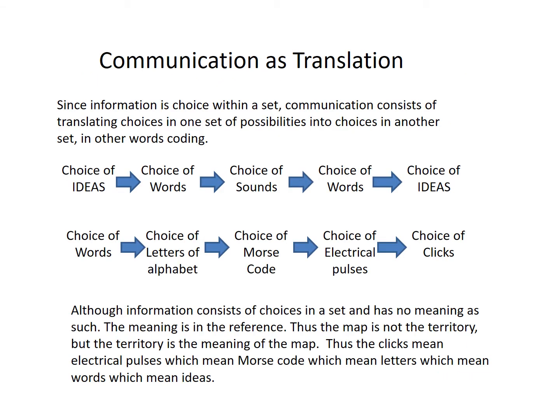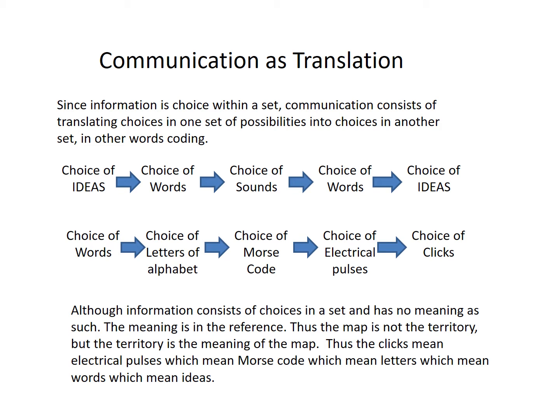Communication is translation. Since information is choice within a set, communication consists of translating choices in one set of possibilities into choices in another set. In other words, coding. Thus, the choice of ideas in my mind is translated into a choice of words, which becomes a choice of sounds. Now, those sounds you perceive as a choice of words, which you translate into a choice of ideas. Or if we look at a telegraph, the choice of words is translated into a choice of letters of the alphabet, which is translated into a choice of Morse code, which is translated into the choice of electrical pulses, which is translated into the choice of clicks in the receiver.